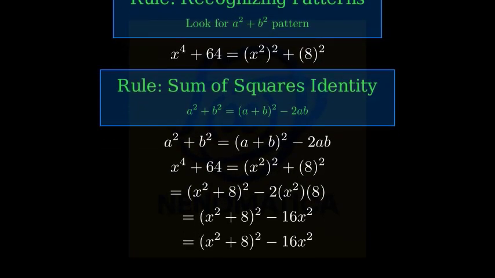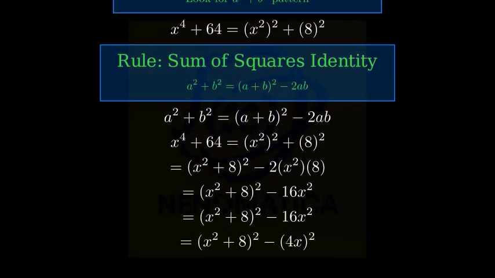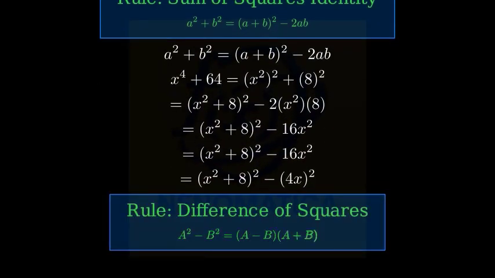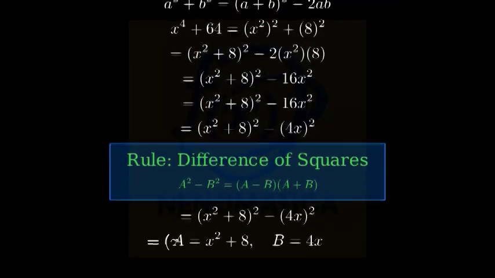We can rewrite 16x squared as the square of 4x. Now, our expression is in the form of a difference of squares, where we have the square of x squared plus 8 minus the square of 4x. Now that we have a difference of squares, we can apply the formula a squared minus b squared equals a minus b times a plus b. In our case, a is x squared plus 8 and b is 4x. So we get x squared plus 8 minus 4x times x squared plus 8 plus 4x. Let's simplify each factor to put them in a more standard form.